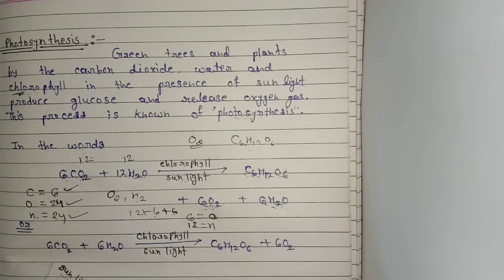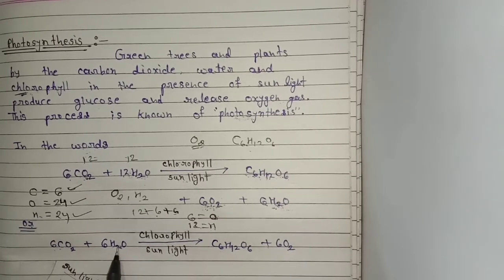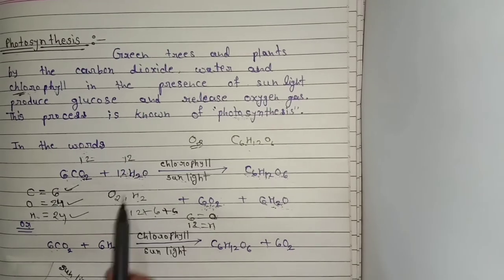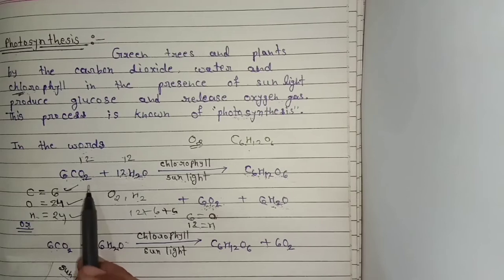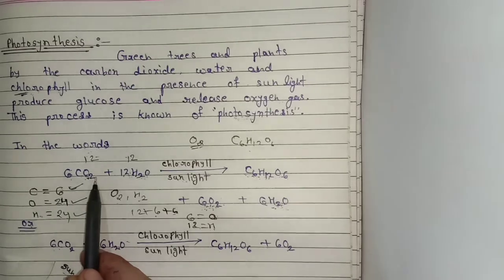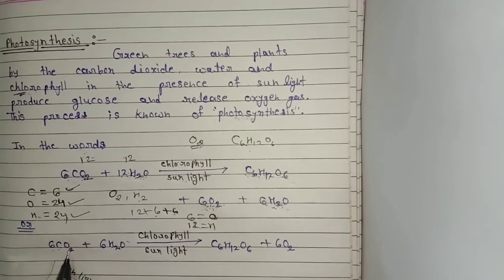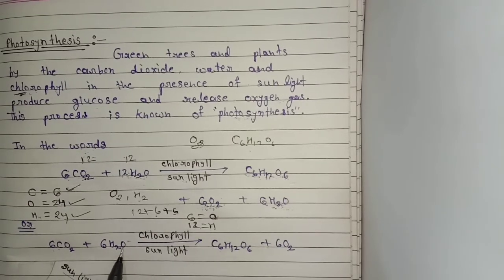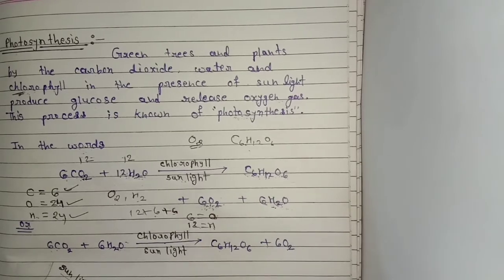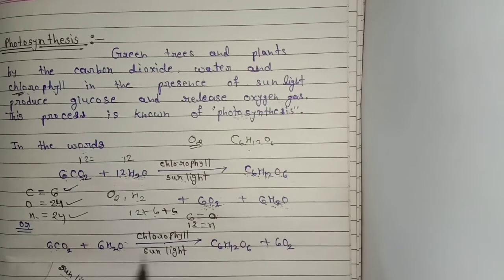6CO2 plus 6H2O, with chlorophyll and sunlight, gives C6H12O6 plus 6O2. We can also write the photosynthesis equation in this way, like 6CO2 plus 6H2O. Do not confuse which equation is right; both equations are right. In the first equation we take 12 molecules of water and 6 molecules of carbon dioxide, but in the second equation we take 6 molecules of carbon dioxide and 6 molecules of water. Both are right.